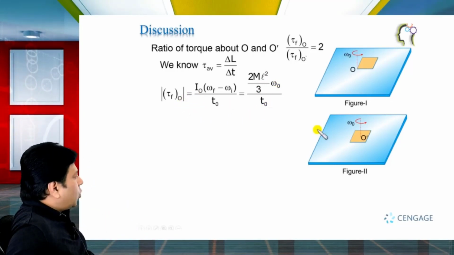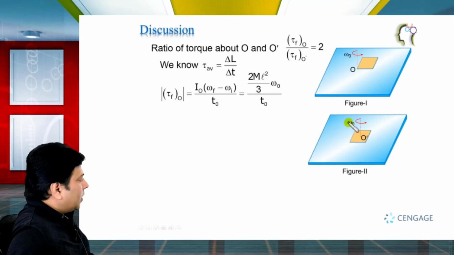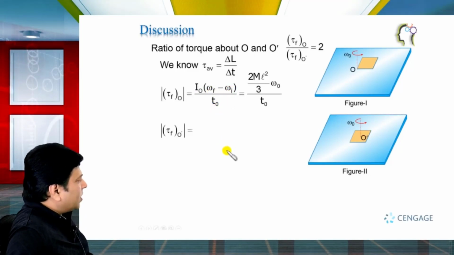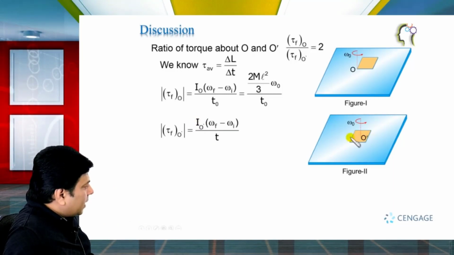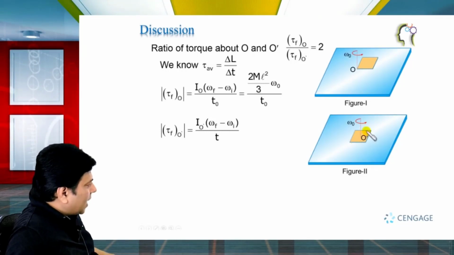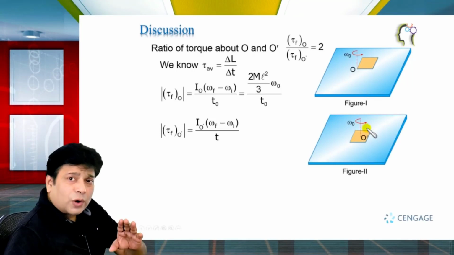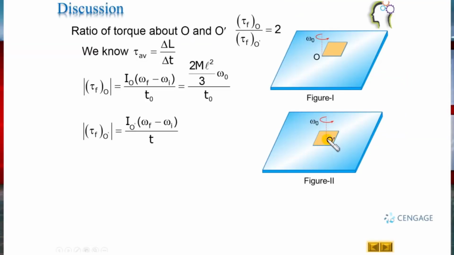Similarly, we can write the torque about O dash. This is I O dash multiplied by omega final minus omega initial divided by t. t is unknown, we need to calculate it. The moment of inertia I O dash: the moment of inertia about this line is ml square by 12, and the moment of inertia about this line is ml square by 12. You can follow the motion of my pen tip. So the moment of inertia by the perpendicular axis theorem should be equal to ml square divided by 6. So let us write this relation.